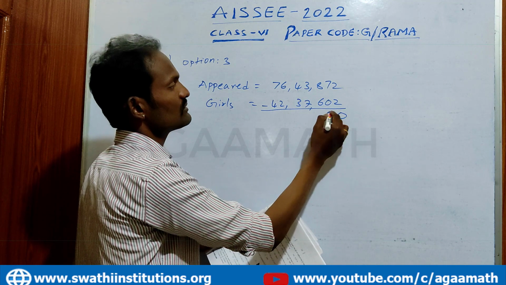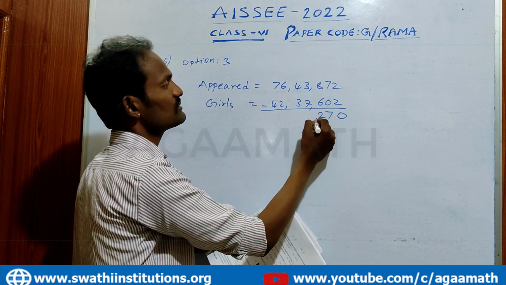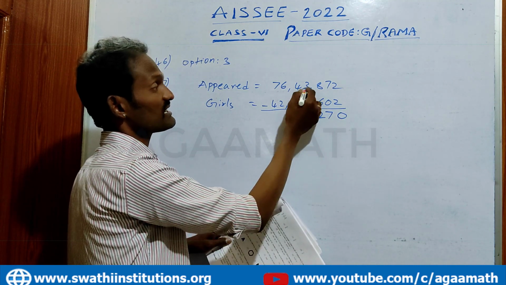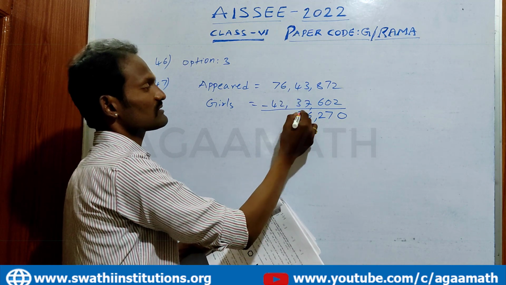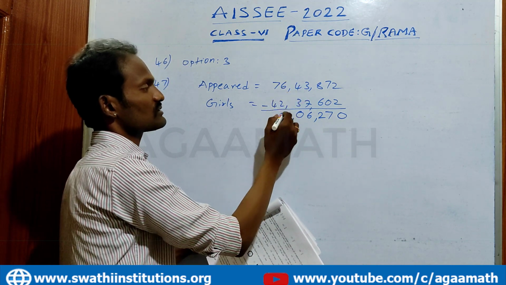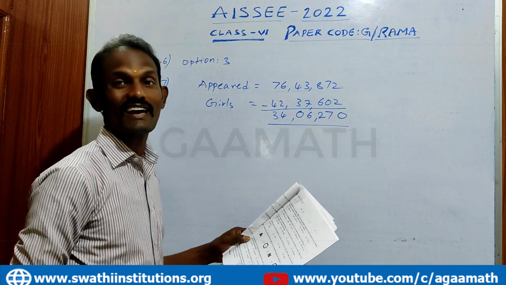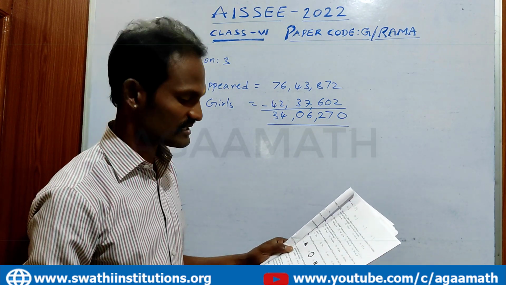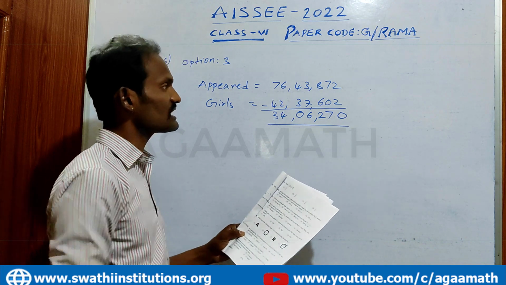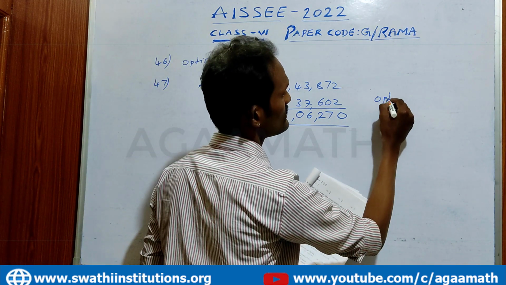So that is 7,643,872 minus 4,237,602. 13 minus 6... 13 minus 7 is 6. And 3 minus 3 is 0. 6 minus 2 is 4. 7 minus 4 is 3. So that is 34,06,270, which is option 3. So option 3 is the right answer for this.